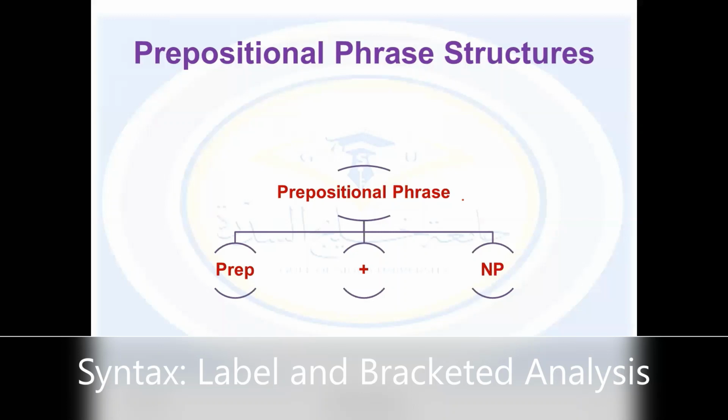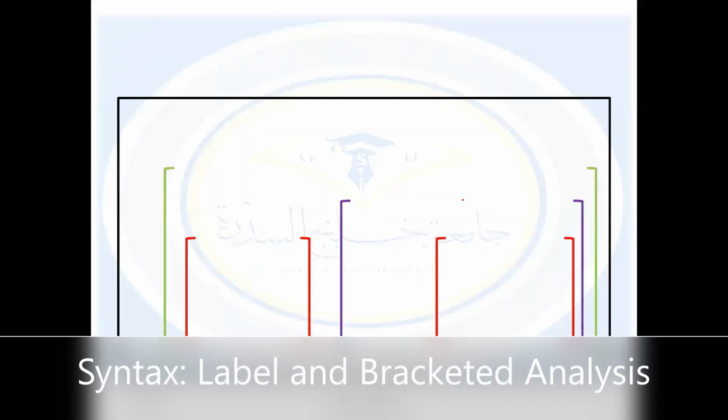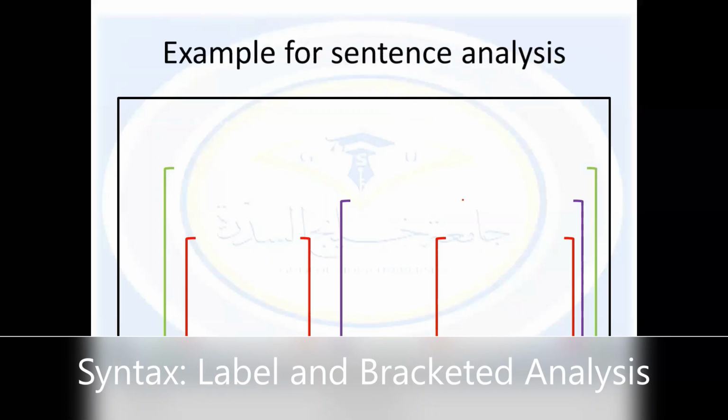When you say on the table, on is a preposition. The table is a noun phrase. The is determiner, and table is noun. And the table is what? Noun phrase. So here we have also prepositional phrase. Okay, this form. Good. The last point is studying some examples of the labeled and bracketed analysis.